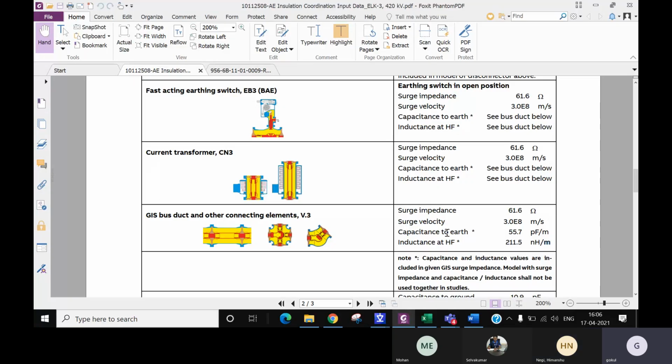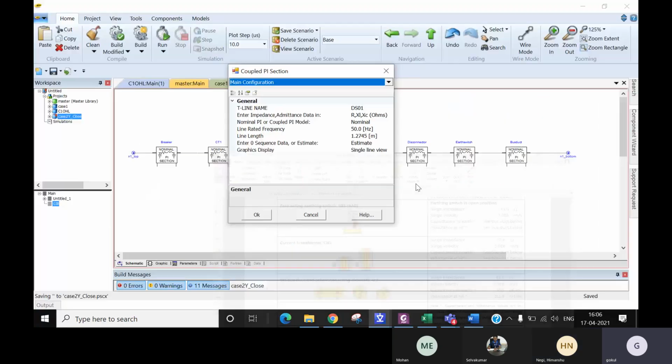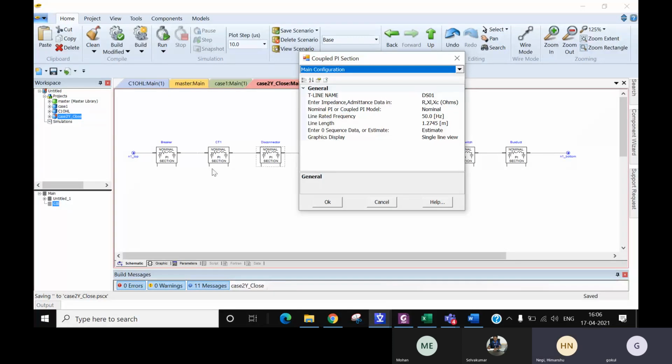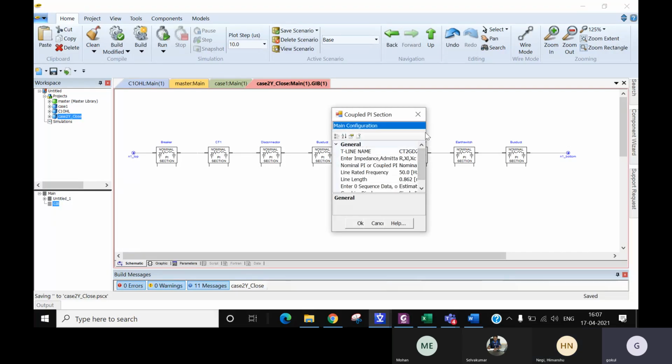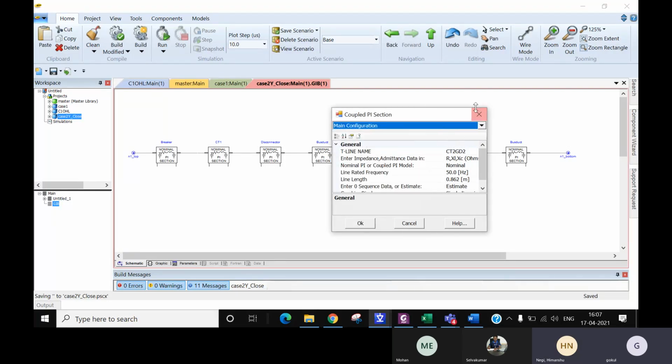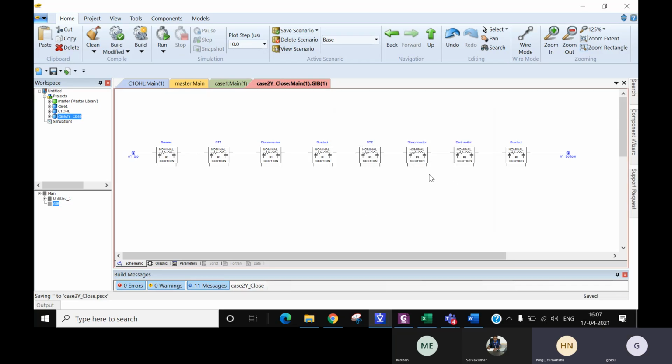And the one important thing is that the line length will change for the disconnector, because from CT to disconnector the line length is 1.2745 meter. That will come from AutoCAD again. This is our model for the bus duct and the CT. You can take the same value, because it's just a different henry, a different capacitance, and a different length. So you have to calculate it.